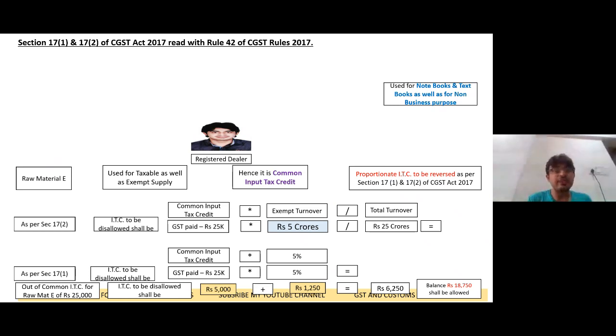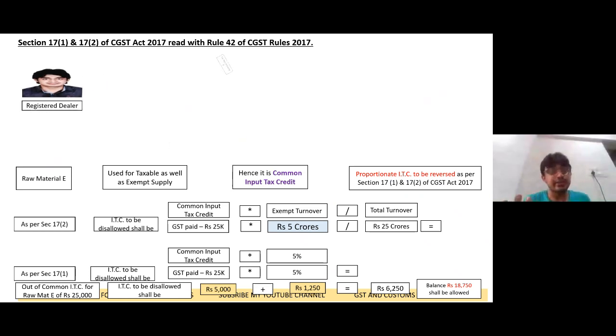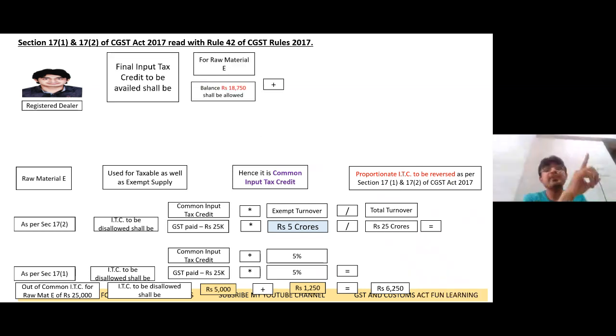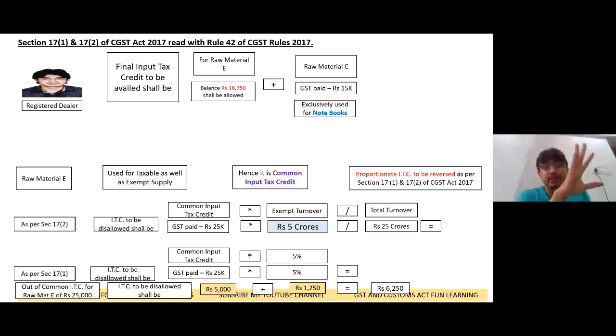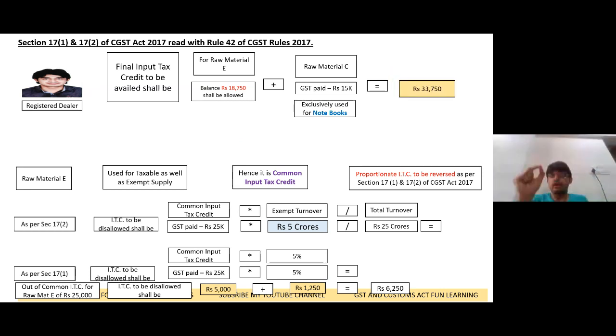Correct. So how much is the total eligible ITC? How much can I take in total? Raw material E, how much can I take? 18,750. Plus there was raw material C, 15,000, exclusively for notebooks. Both I can take. So I can take ITC of 33,750. So this is an exam question, for 4 marks. It was only a 4-mark question for you, but it is very easy. It's not that difficult. Really, I'm saying it's not that difficult. Maybe you have never done it, that's why it may seem difficult. Else it is not difficult.